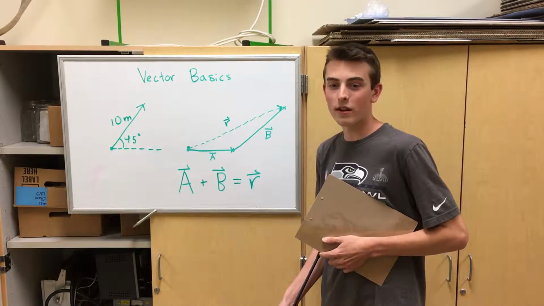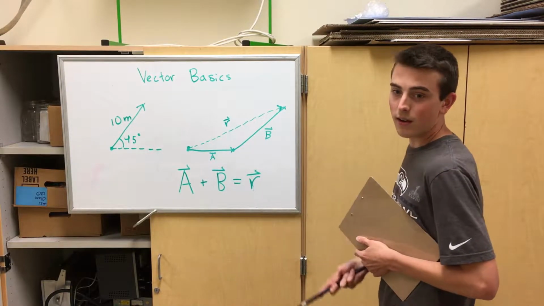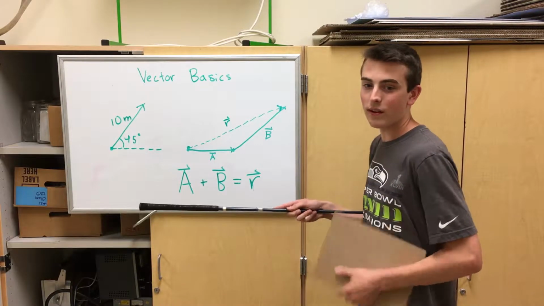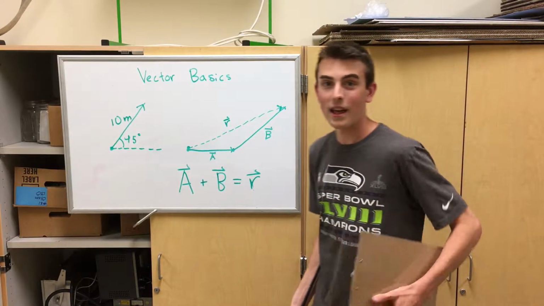First, when drawing the two vectors, connect the first vector's head to the second vector's tail. To add them, just draw a resultant vector from the first vector's tail to the second vector's head. Have fun!